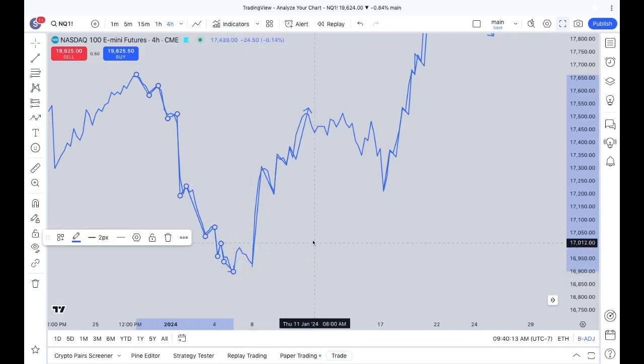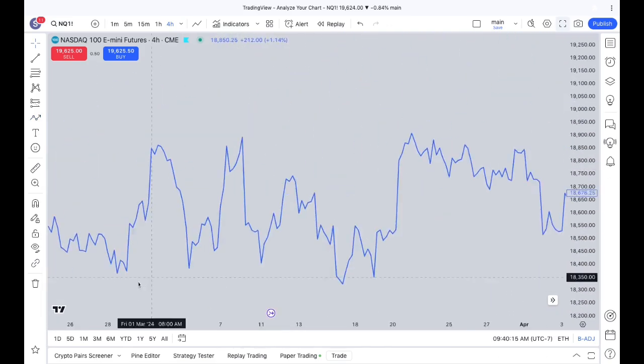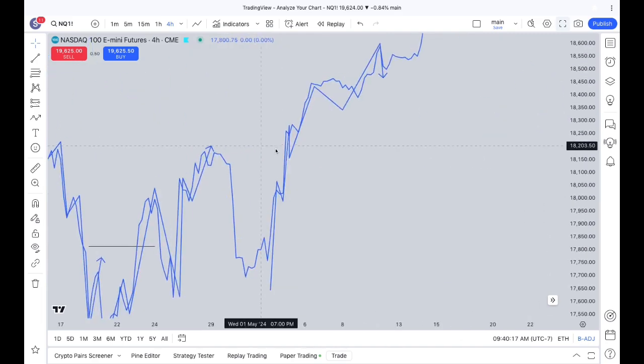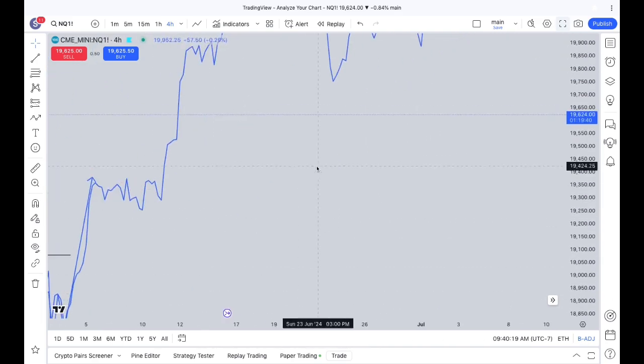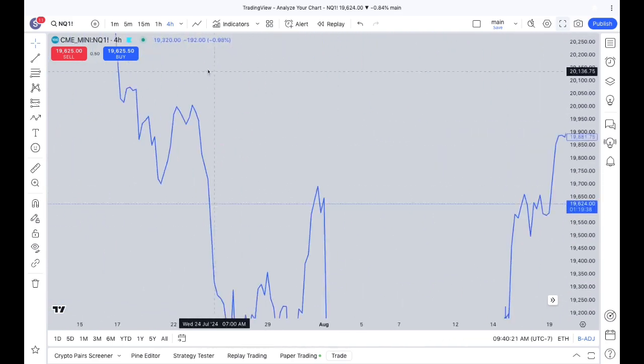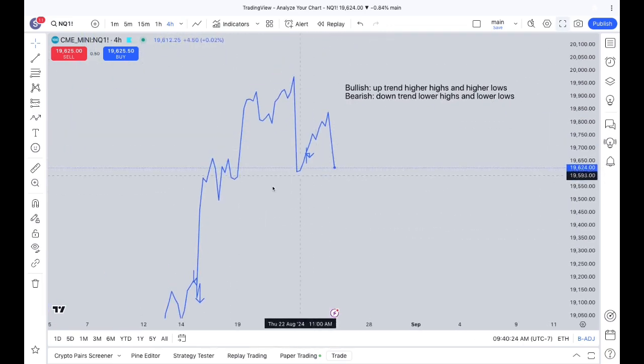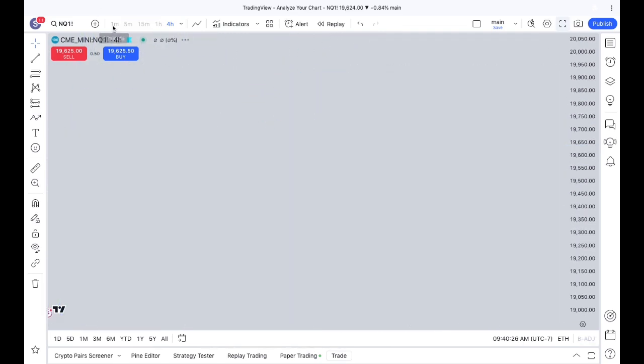So basically, that's what trends are, and you can go onto this line graph and mark these out yourself, and then you can go back into the trading bars. You can go back into the candles and start trading from there.